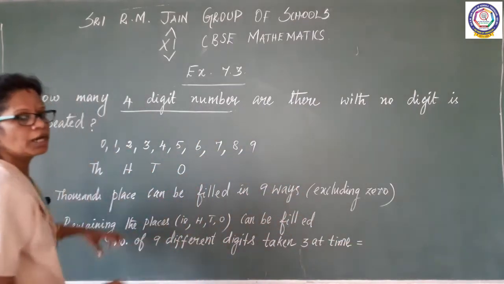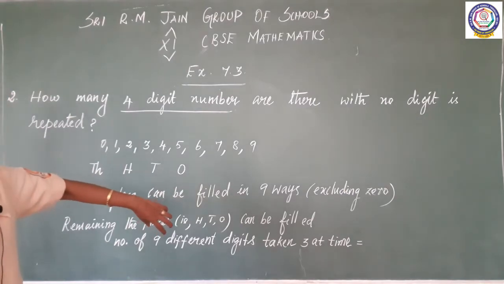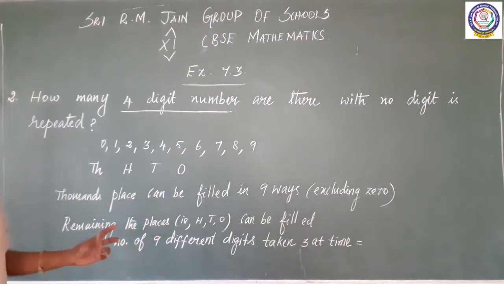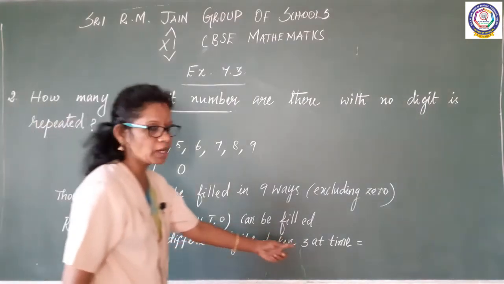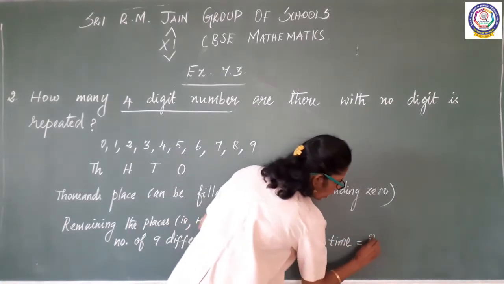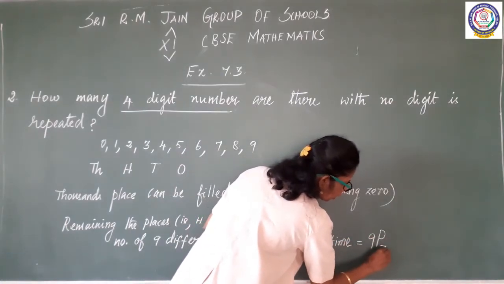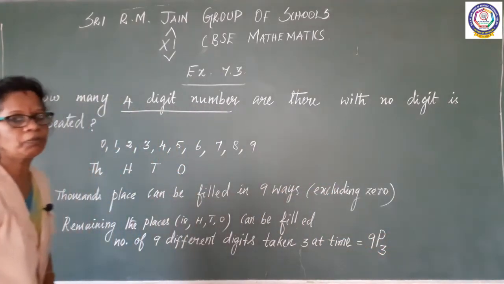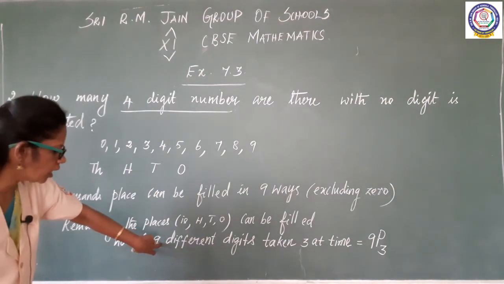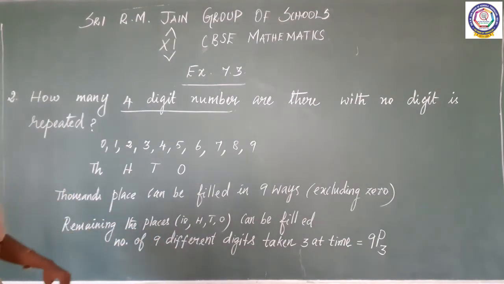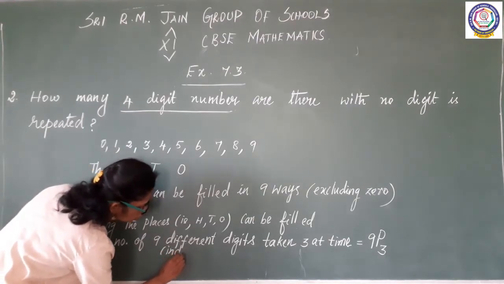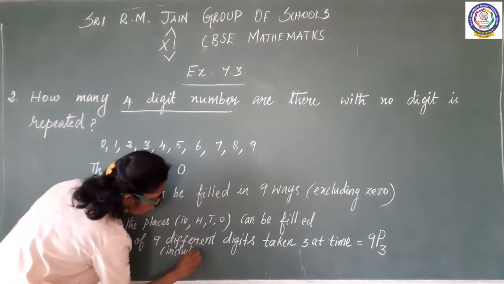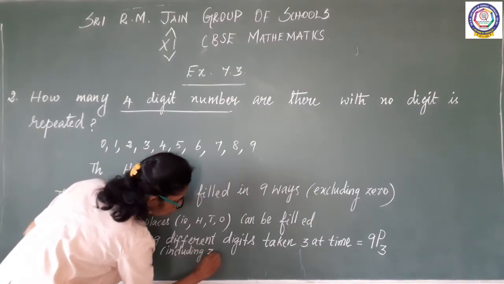I told you, number of n things taken r at a time, or all at a time, or some at a time means nPr. Here what is your n? 9. What is your r? 3. So 9P3. Got it, children? 9P3. How did I say 9? Including 0. Here I have to write including 0.